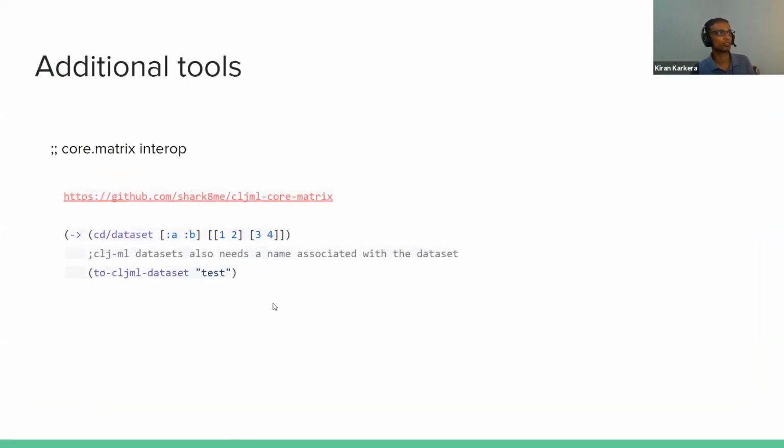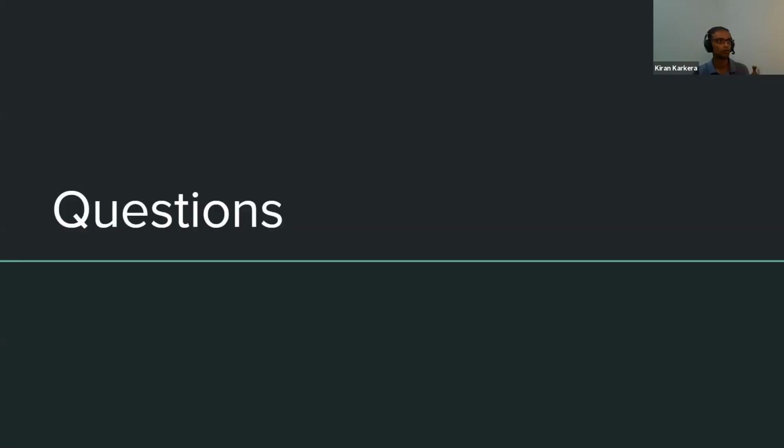And if it helps, there's an additional small tool that I wrote that basically helps you transition between the core.matrix datasets and the clj-ml datasets, because they are different formats. And if you're familiar with core.matrix, you can do a lot of dataset transformations in that. And that's it. Thank you.